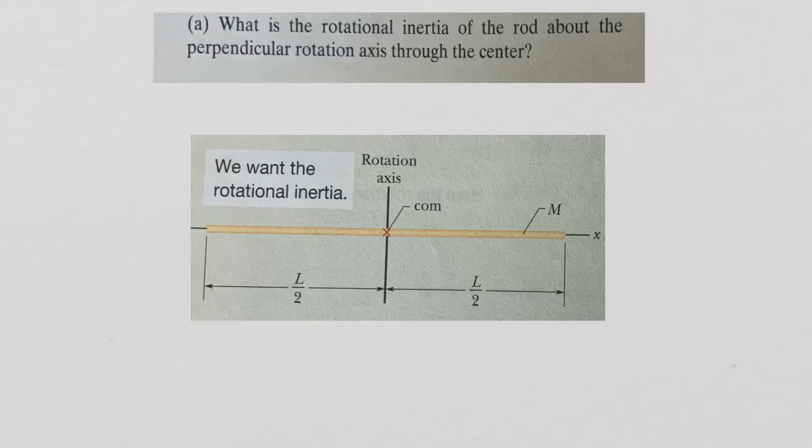And since this is a problem that must be done with integration, I must select a small mass element in the rod with mass dm and length dx, and then do the following integral, which is the definition of rotational inertia. So I is equal to the integral of r squared dm.